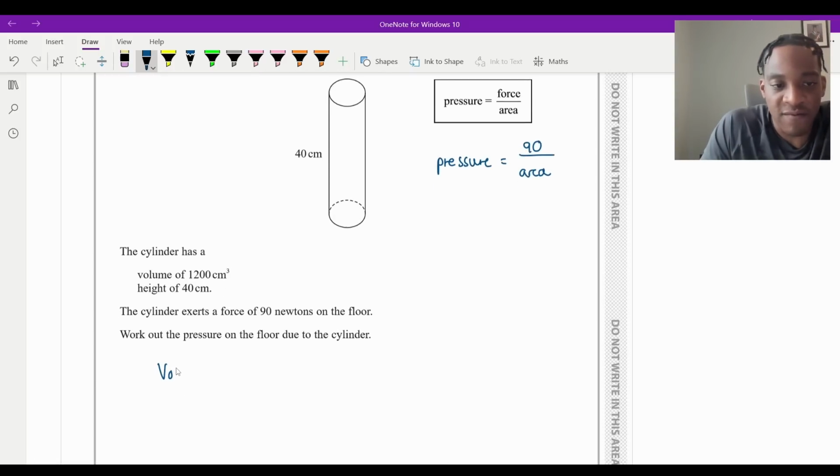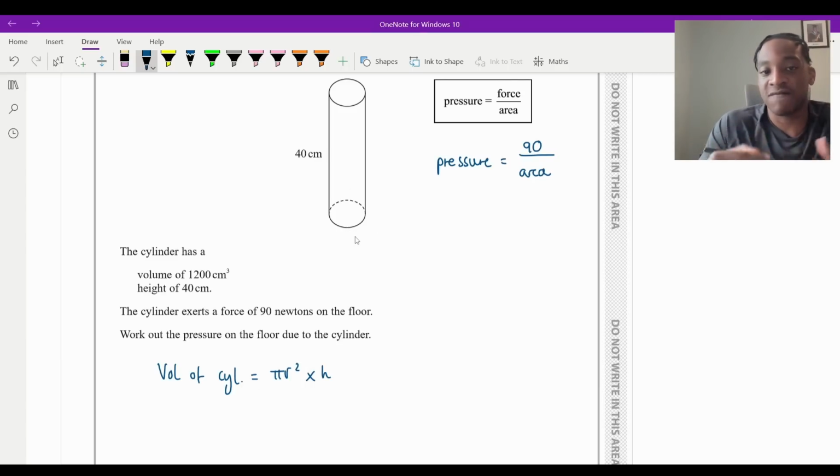So the formula for the volume of a cylinder, all right, volume of a cylinder, V for short, is just equal to pi r squared multiplied by h, right? In our case, the reason why it's pi r squared is because of the face here, and a cylinder is a form of a prism, right? So essentially, we don't need to know what the radius is.